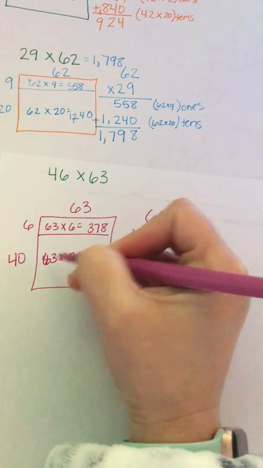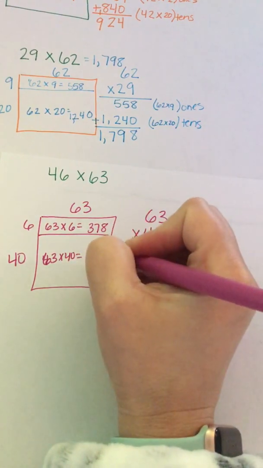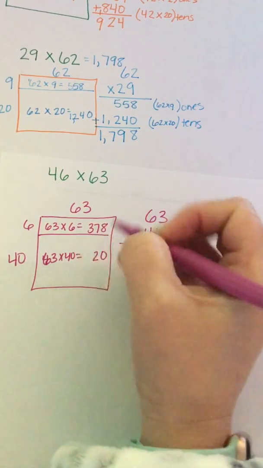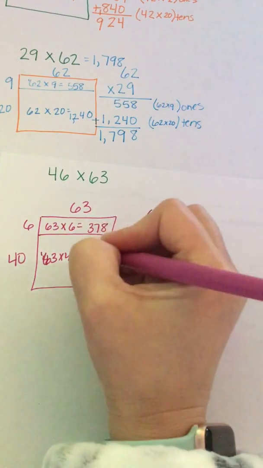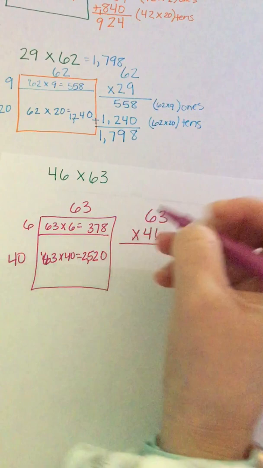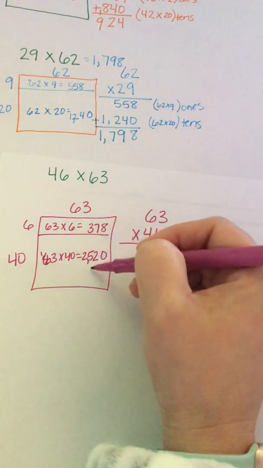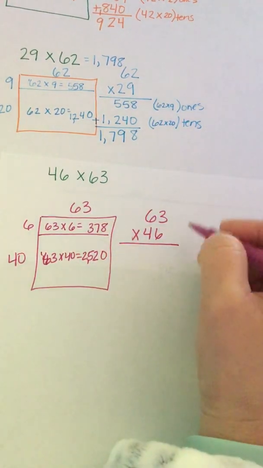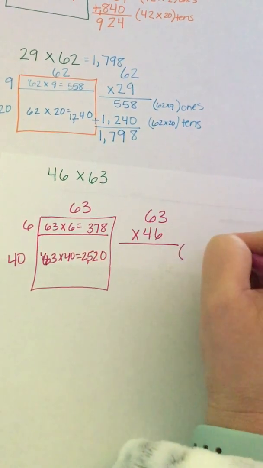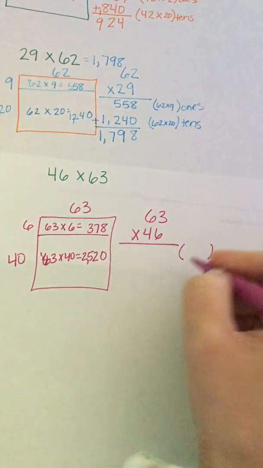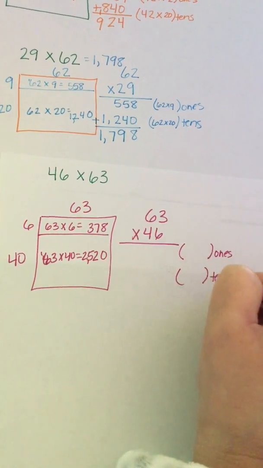So then I'm going to do 4 times 3 is 12. Carry that 1. 4 times 6 is 24, plus another 1 is 25. So I have already multiplied them, which makes this a little easier when I go to my standard algorithm or my partial products. So I'm going to do my ones and then my tens.